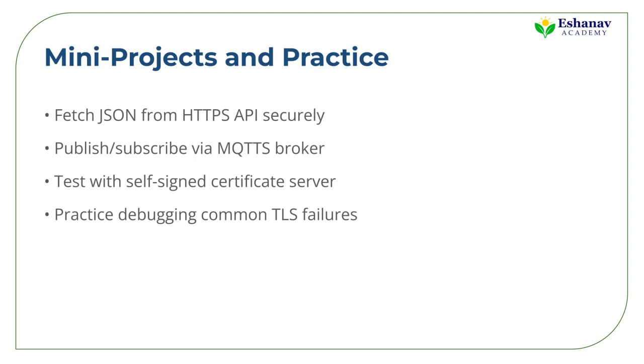To make TLS second nature, you need to use it. Start simple. Fetch JSON securely from an HTTPS API like OpenWeatherMap and print the result on serial. Then, move to MQTT over TLS by connecting your ESP32 to Mosquitto on port 8883, and publish and subscribe securely. For deeper practice, spin up your own HTTPS server with a self-signed certificate and connect your ESP32. Each of these challenges forces you to handle certificates, debug handshakes, and think about real-world deployment issues. That's how TLS becomes less theory and more of a habit in your projects.